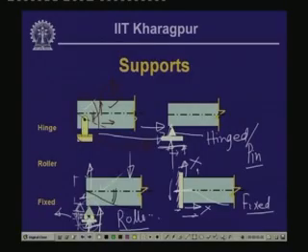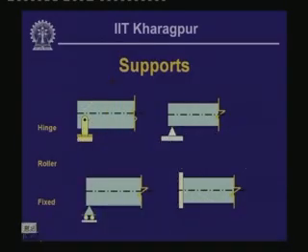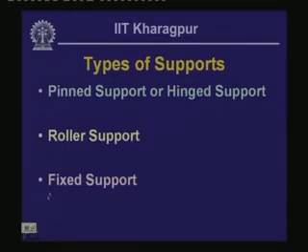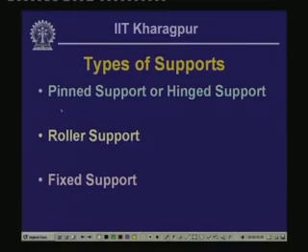So, hinge support has two reactive forces, one vertical and one horizontal, because it is not allowed to move in these two directions. In case of a roller support, since it is allowed to move in the horizontal direction, there will be a vertical reactive force only. For a fixed support we will have three reactive forces: the vertical reactive force, the horizontal reactive force and a moment at that particular point. So, these are the different kinds of supporting arrangements that we have. These are the three supports shown here: the pinned or hinge support, the roller support and the fixed support.